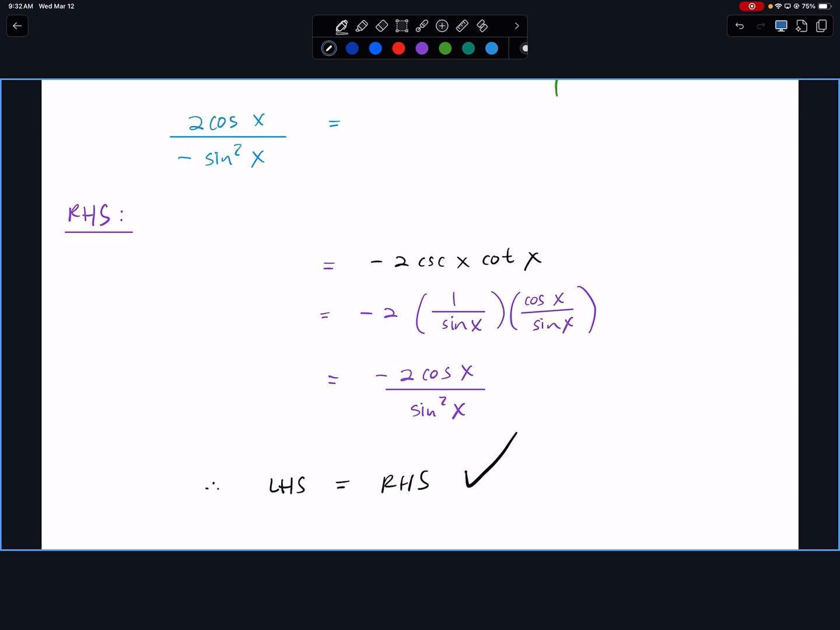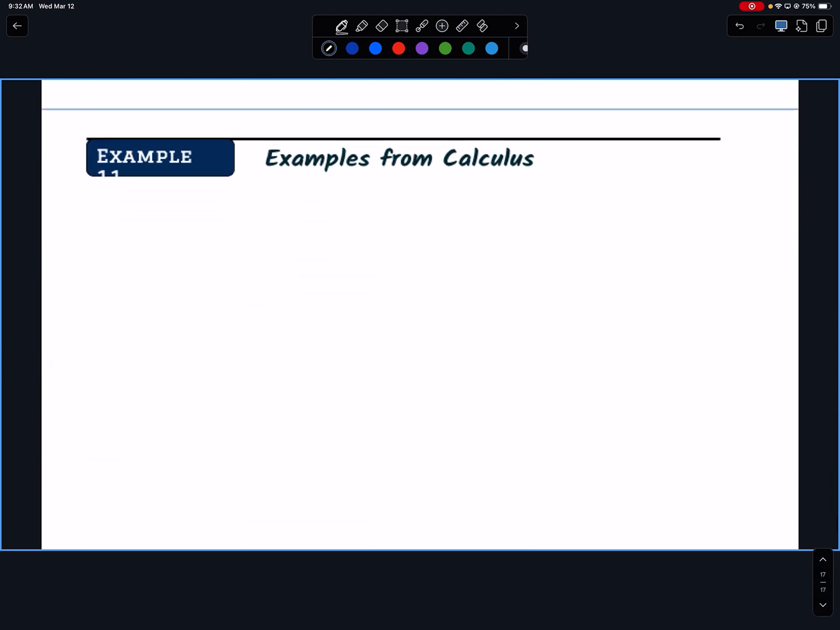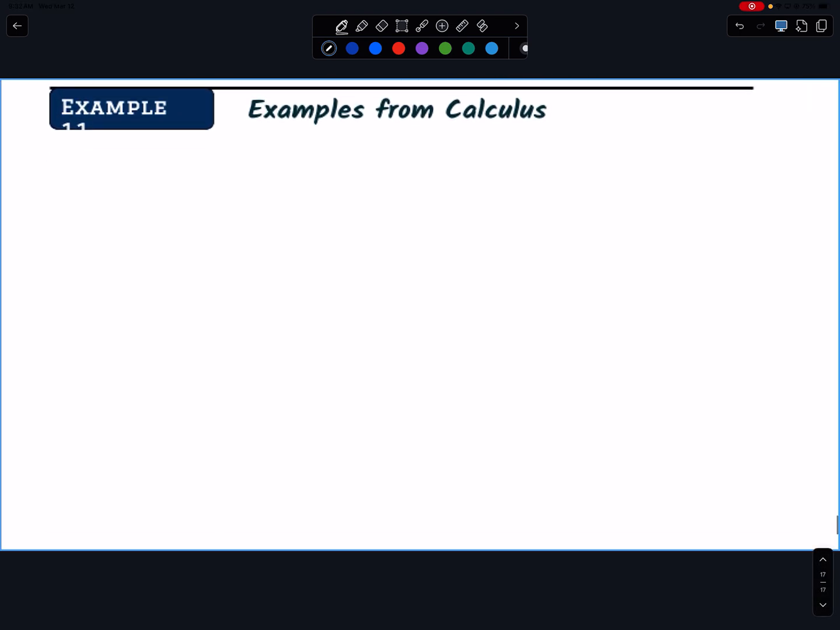All right. The last thing I'm going to show you guys are some examples you guys might see in calculus. You guys will have a homework problem like this, but you guys will not have a test question like this. Okay. This says 11. Sorry, I got cut off.